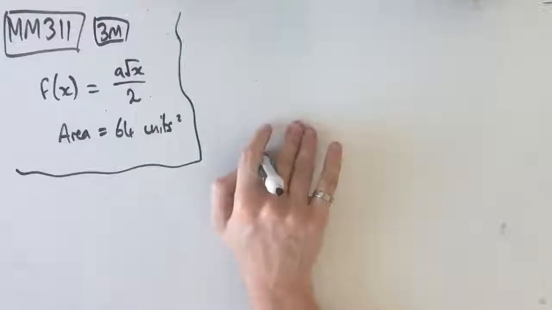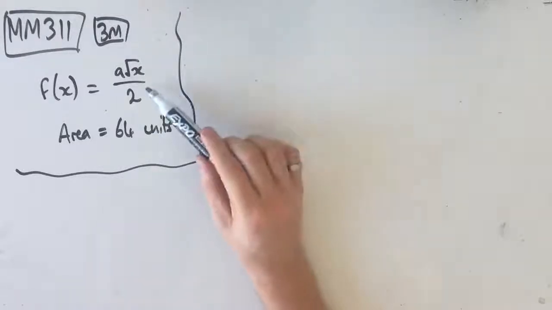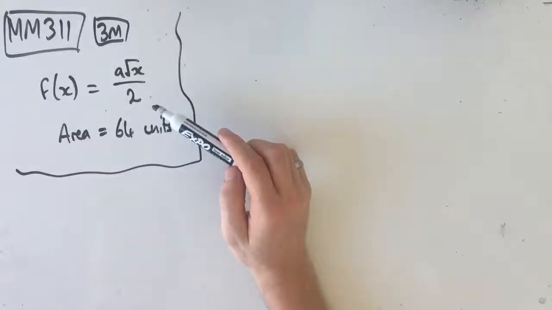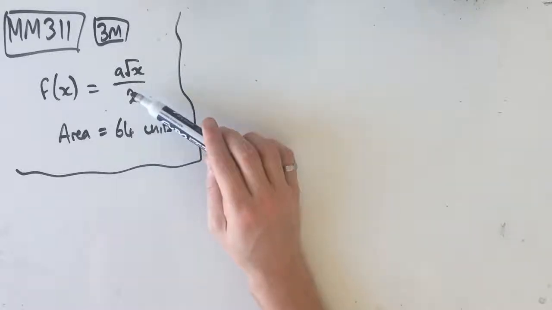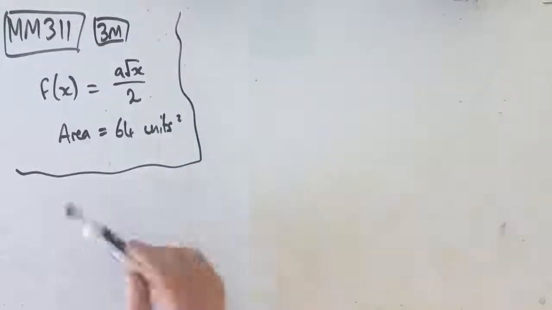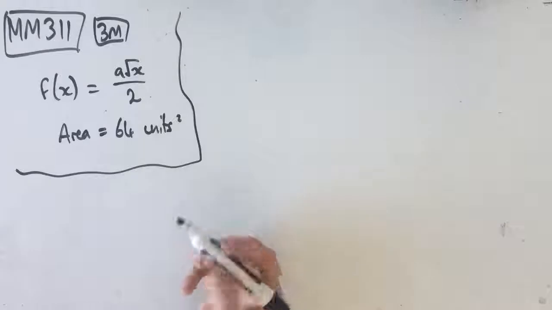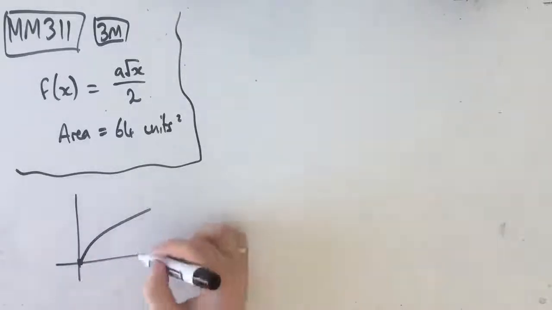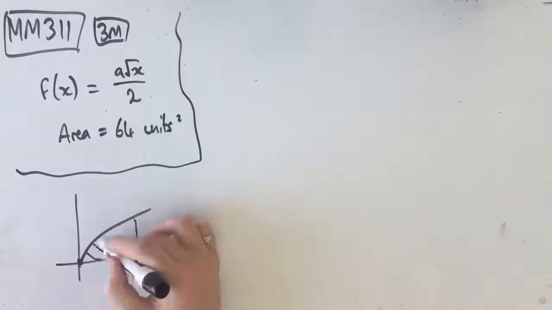So in this question we've got the area of the region bound by the curve f of x equals a root x on 2, the x-axis and the line x equals 16, where a is a positive constant, is equal to 64 square units. Find the value of a. Awesome. So this is a square root graph, so the general shape of it is going to be something like this. That's 16, and we're going to need to find this area.